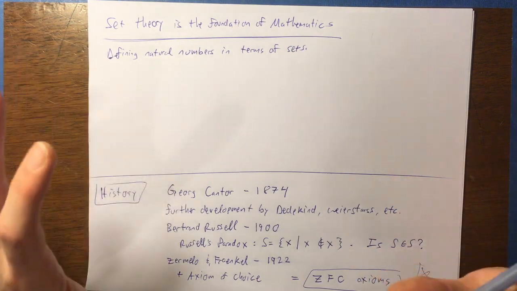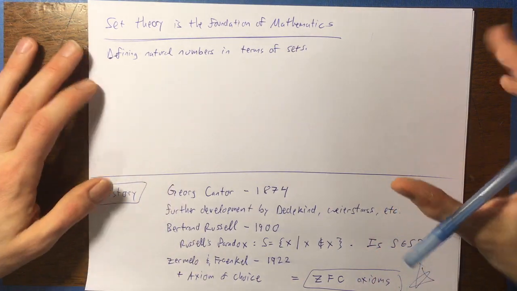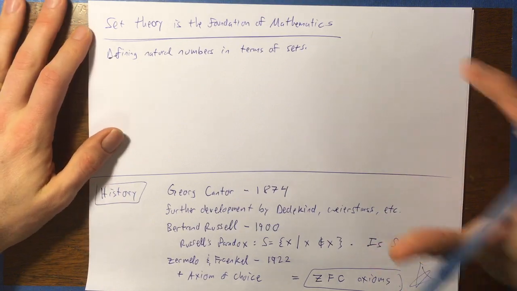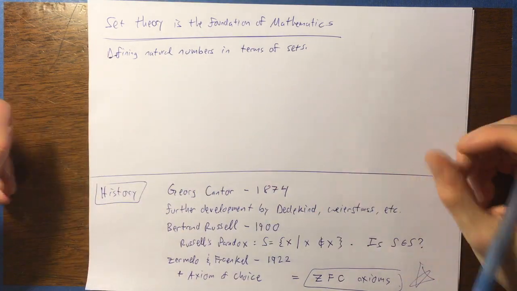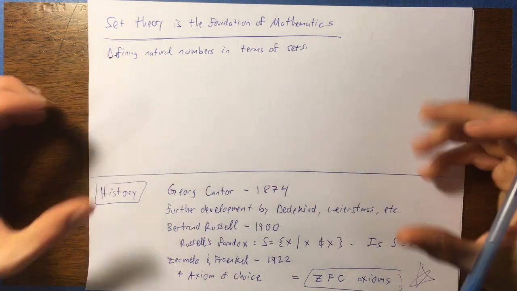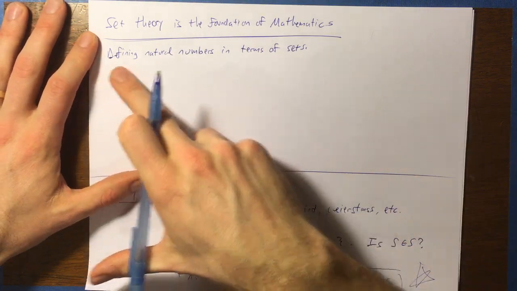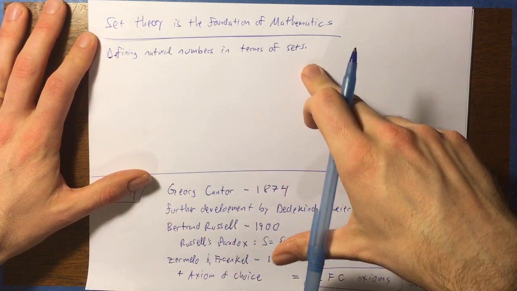But I did want to show you one thing. Coming back up here, I want to show you one thing that gives you an idea of how mathematics is entirely based on set theory, and that is the definition of the natural numbers in terms of sets.